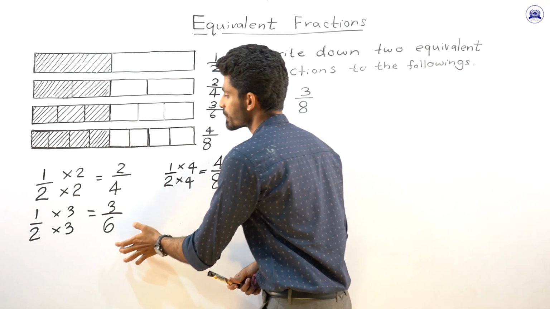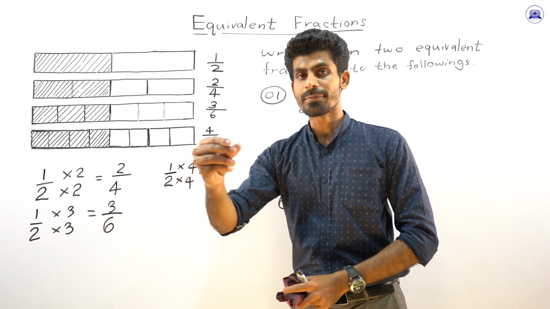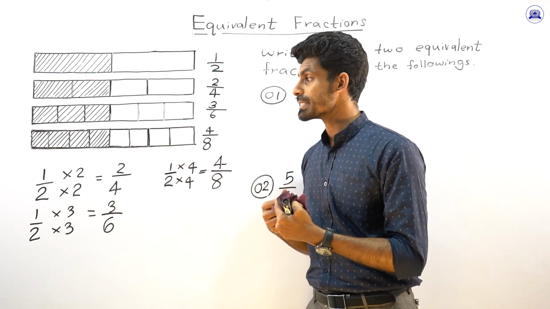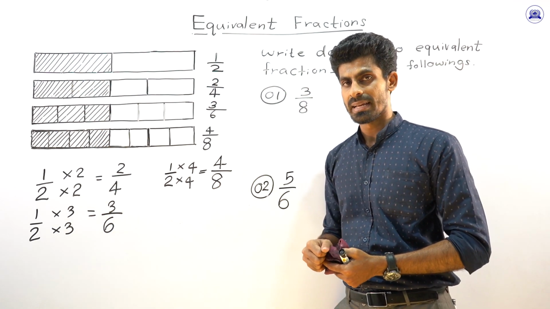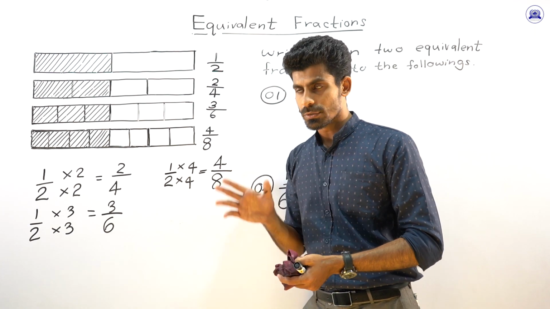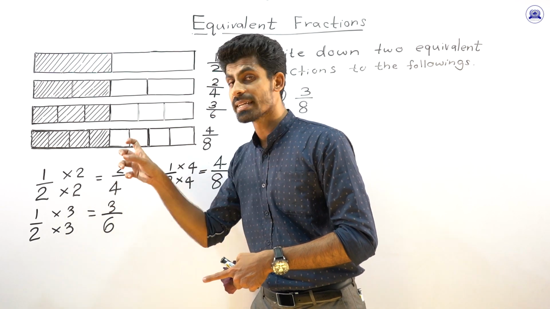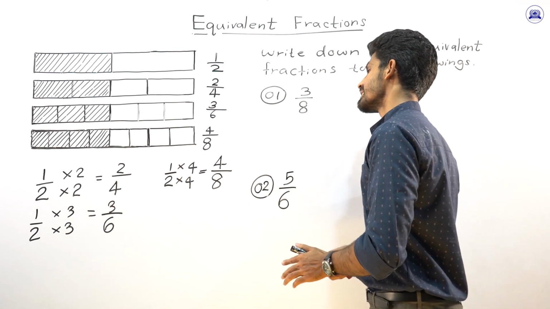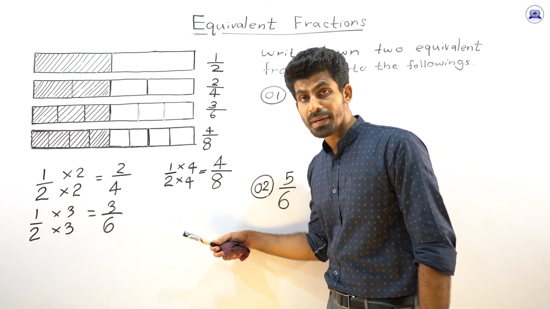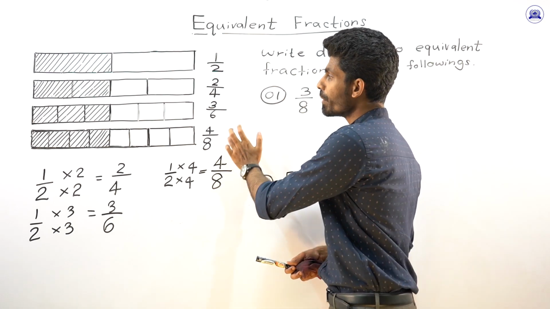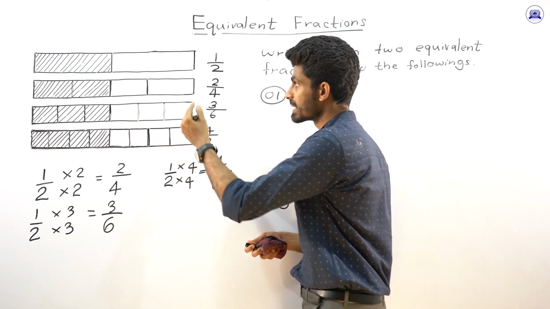So all those fractions are equal. What is the meaning of that one? You can create equivalent fractions by multiplying both the numerator and the denominator by the same number. Look at it carefully. You can get the equivalent fraction by multiplying the numerator and the denominator by the same number. Lamai, all those fractions are equal to each other.